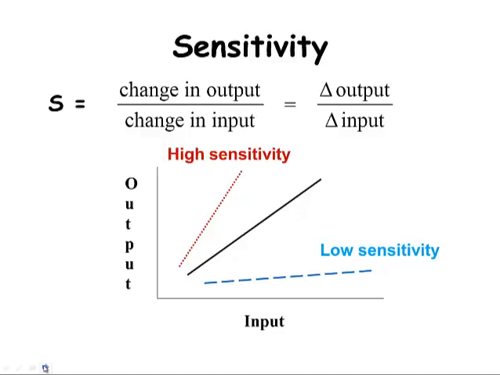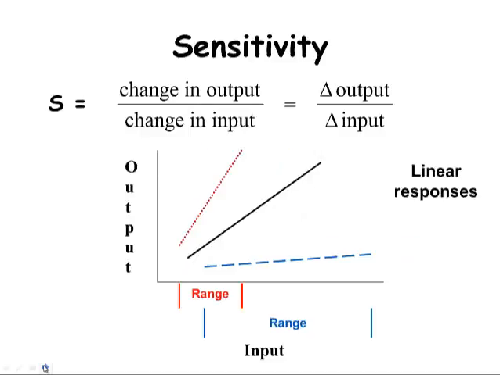The red dotted line has a high sensitivity. A small input change produces a relatively large output change response. The blue dashed line, the bottom line, has a low sensitivity. It takes a large input change to produce much of an output change.